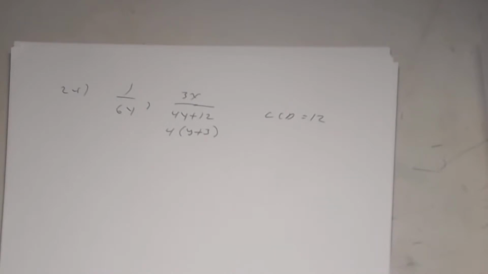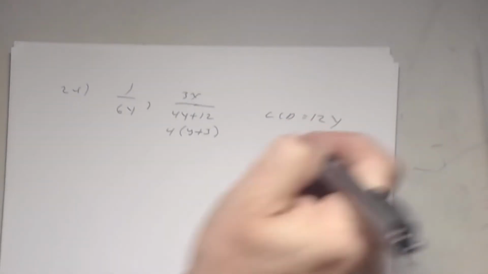Okay? So I have a y in that first denominator as a factor, but I don't have it occurring as a factor in the second denominator. So how many times does y occur in that first denominator as a factor? Once. How many times does it occur in the second denominator as a factor? None. So I need how many? One. Y to the first. So far my LCD is 12y.